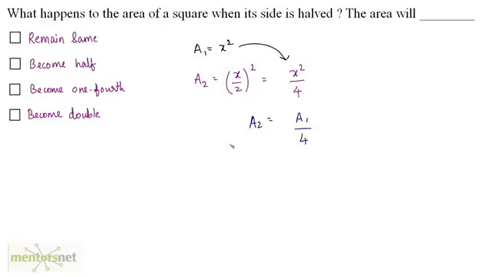That means the new area will be 1/4 of the previous area. So this area will become 1/4. Option C.